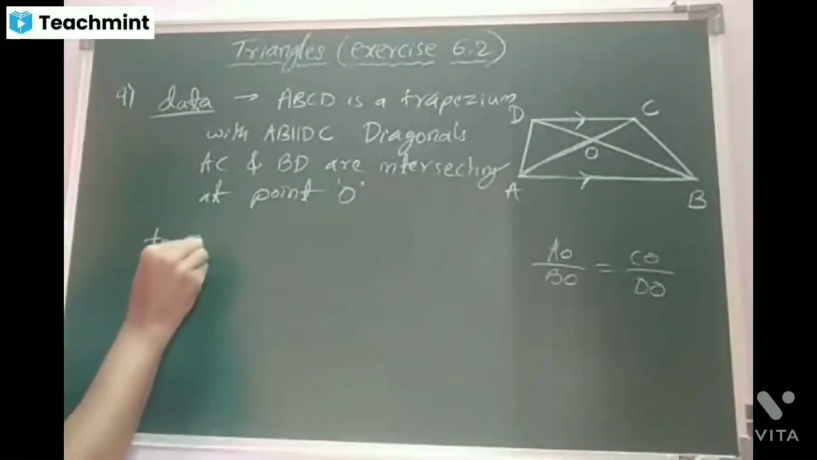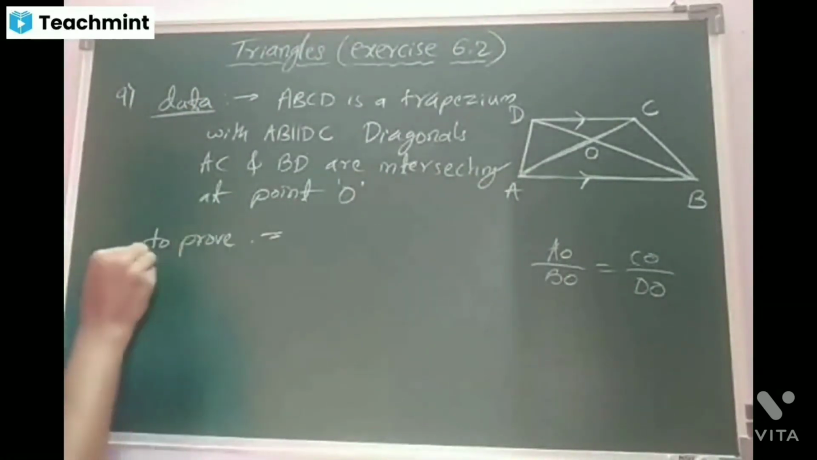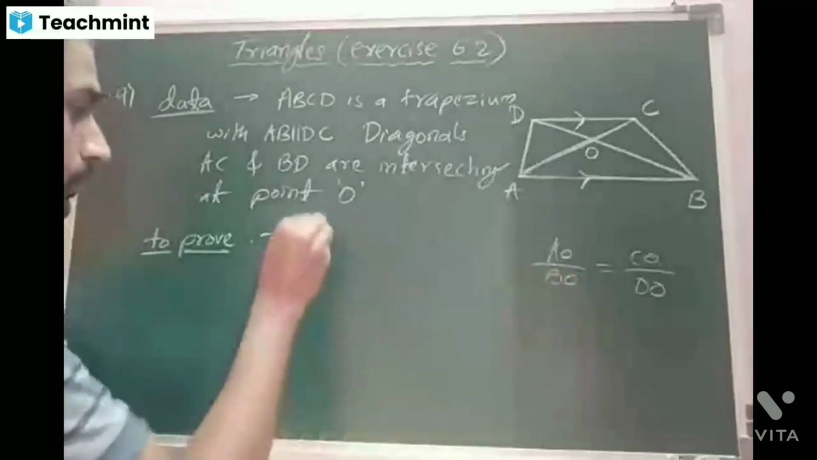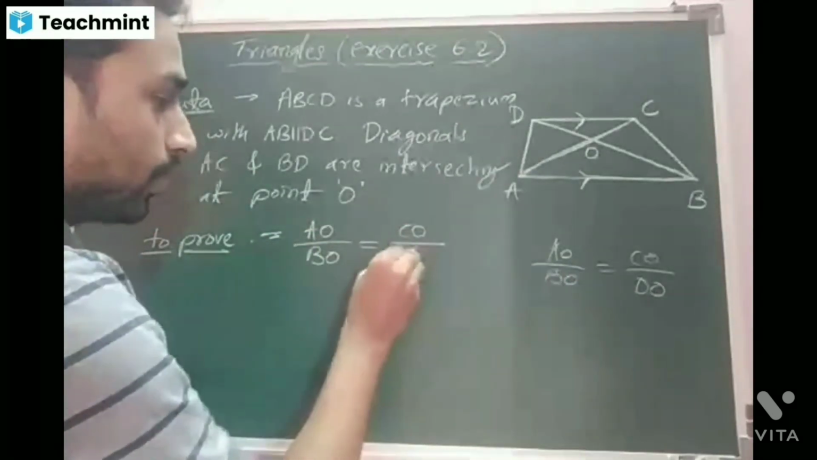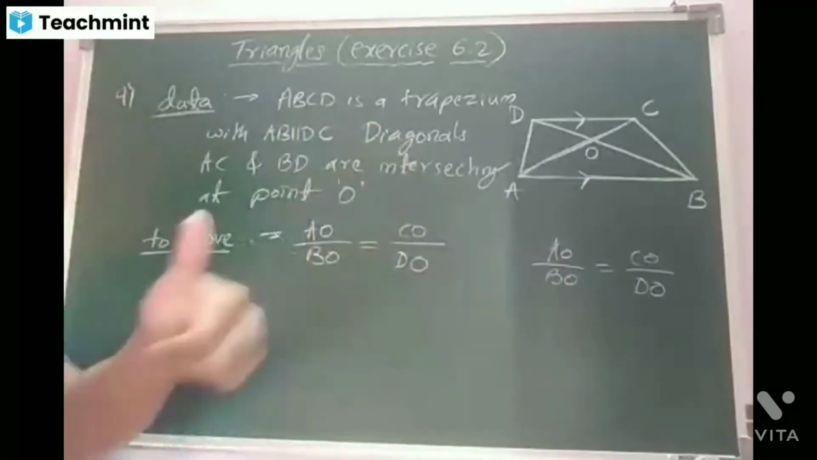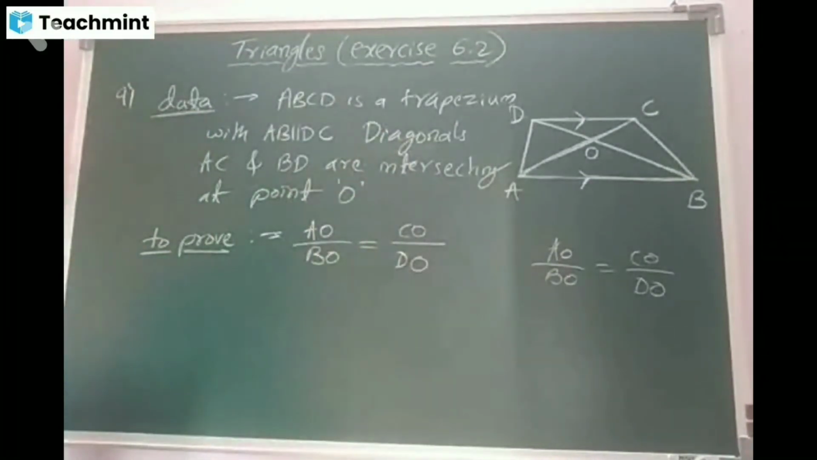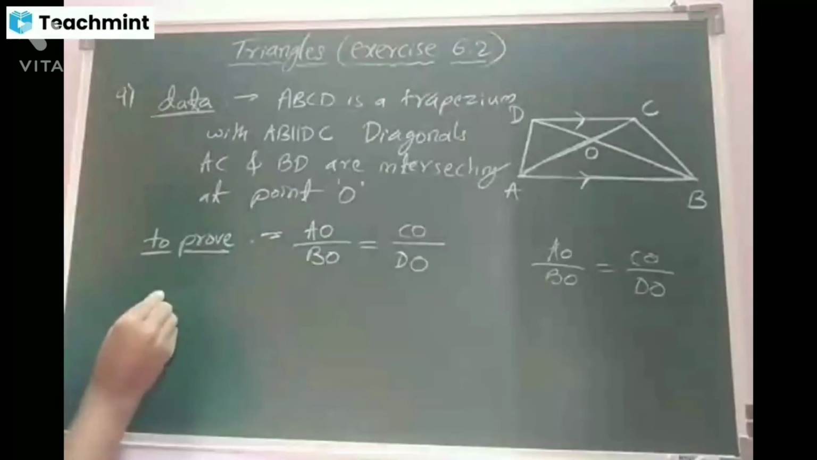Now, to prove, we have to prove AO divided by BO is equal to CO divided by DO. Am I right?